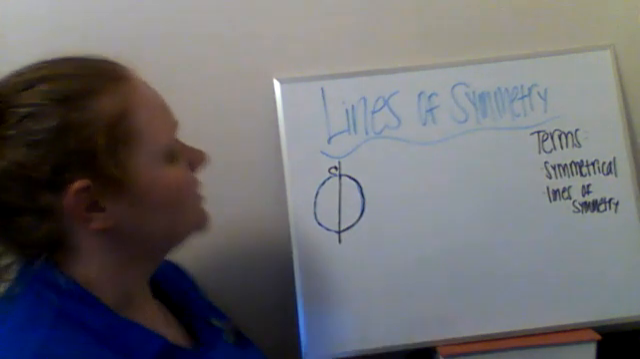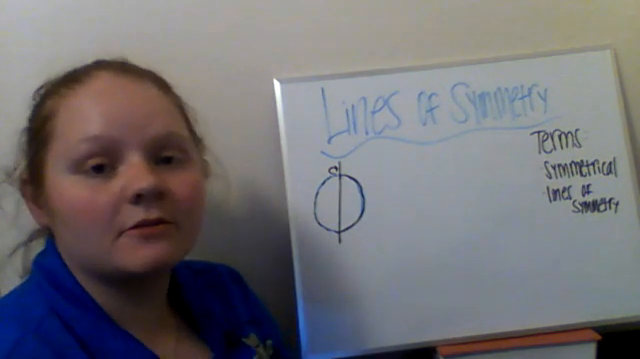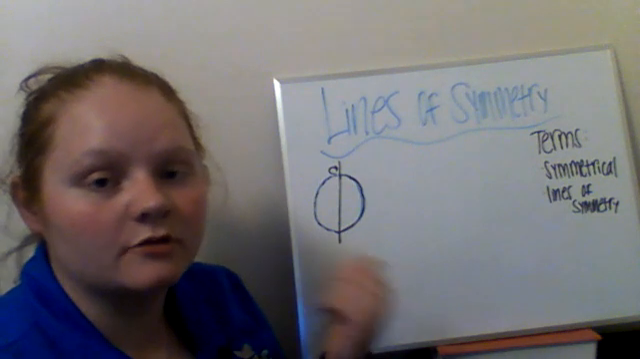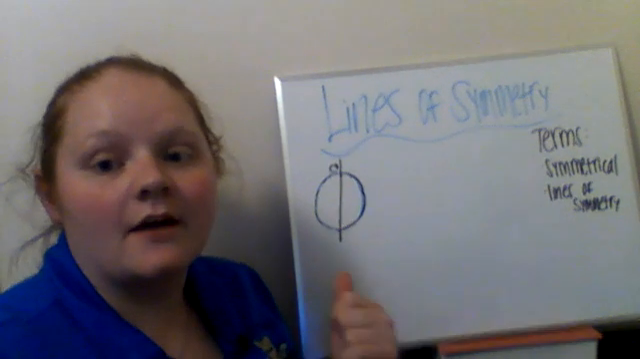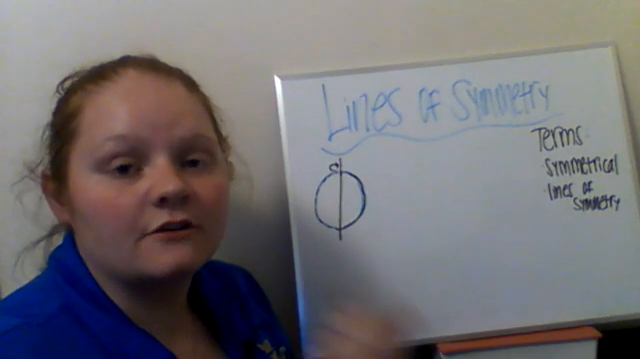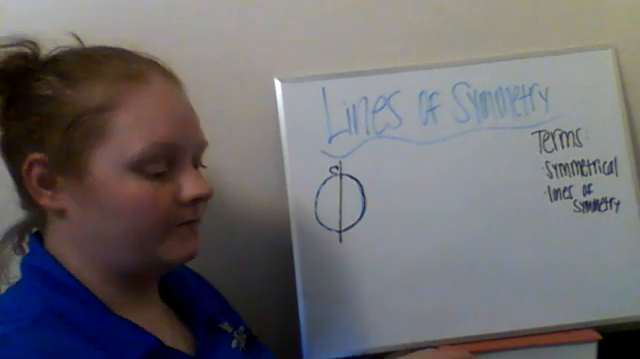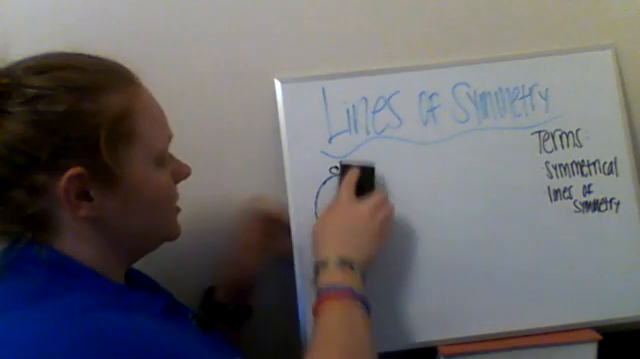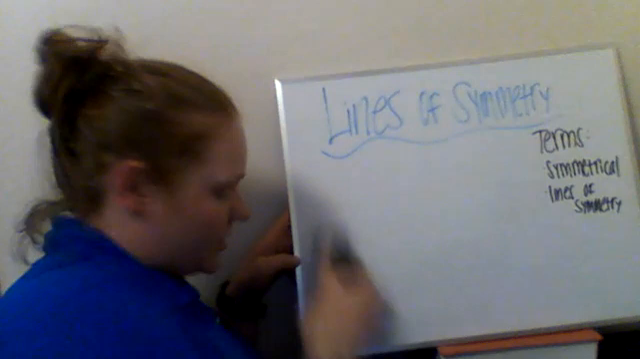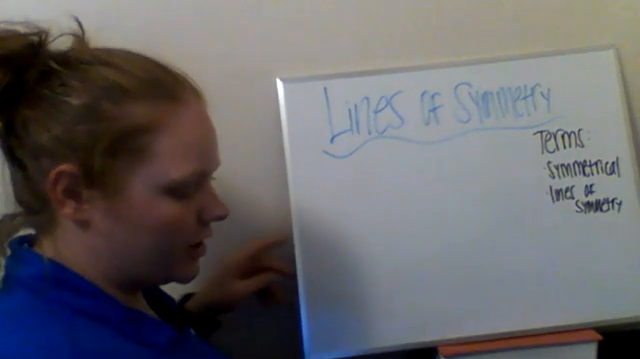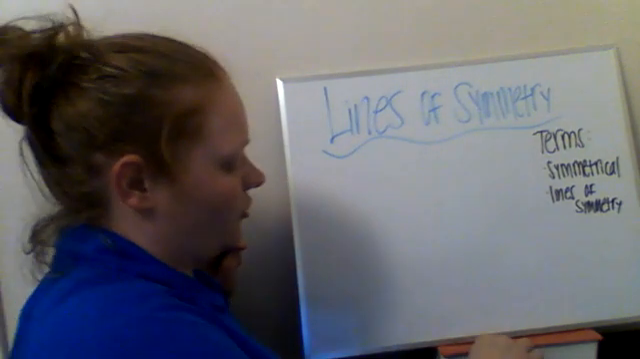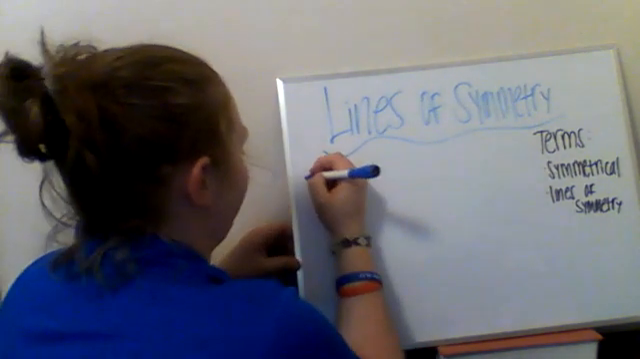Okay, so what I'm going to do now, I'm going to put a couple examples on my board and then we're going to go through if they're symmetrical or unsymmetrical. Okay? So I'm going to put some shapes on the board and we're going to go through if they're symmetrical or not.